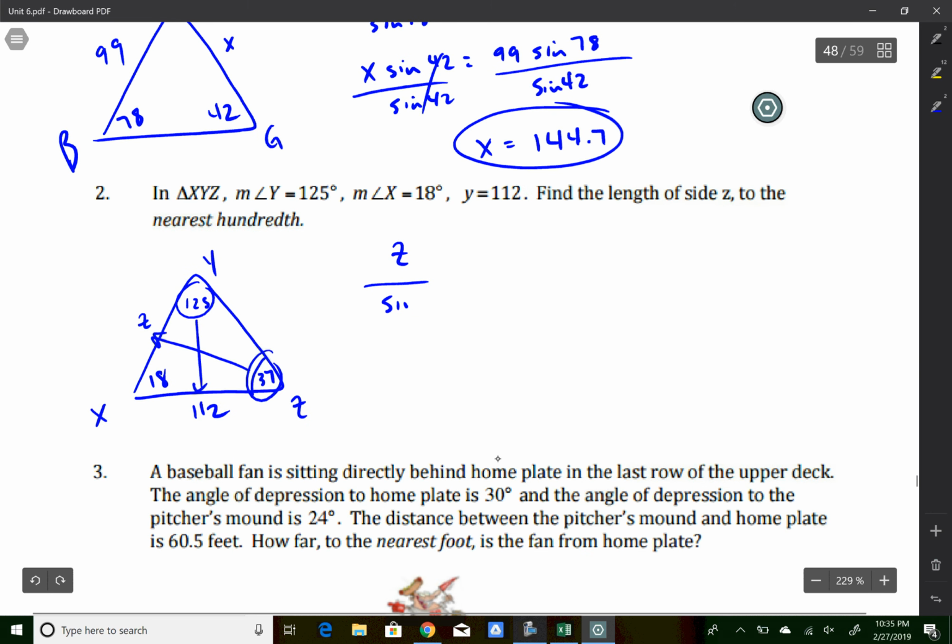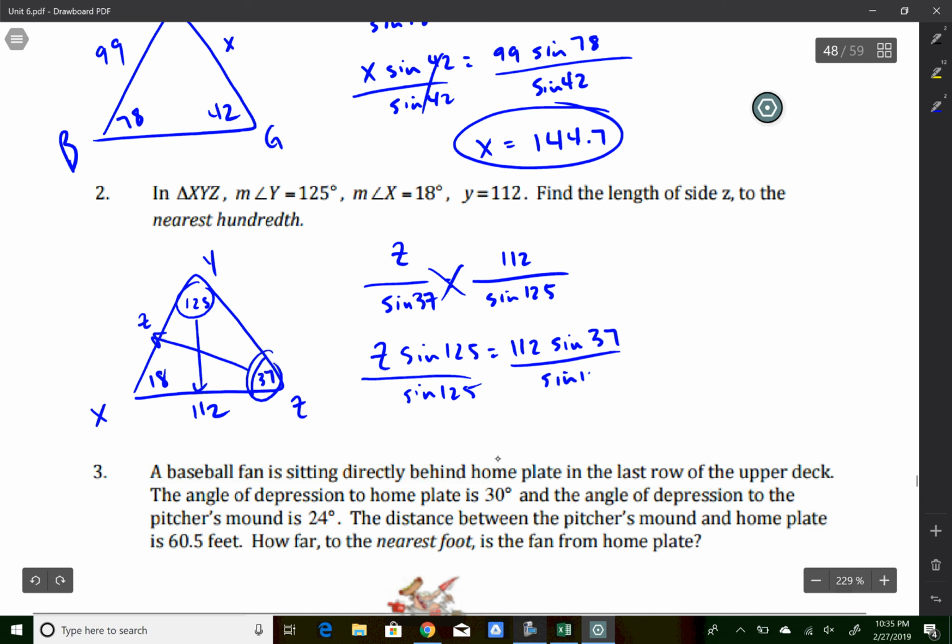So I have Z over the sine of 37 is equal to 112 over the sine of 125. Cross multiply. Z sine of 125 is equal to 112 times the sine of 37. Divide both sides, and we can figure out our answer. Type that in our calculator. And we get, rounded to the nearest hundredth, 82.28. Perfect.